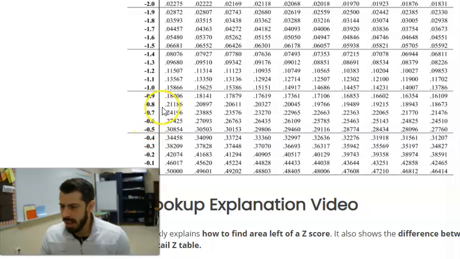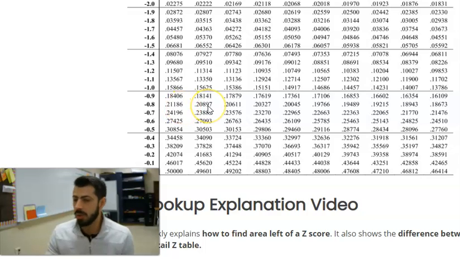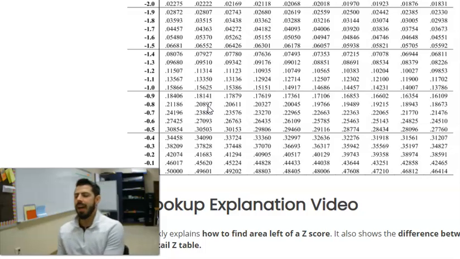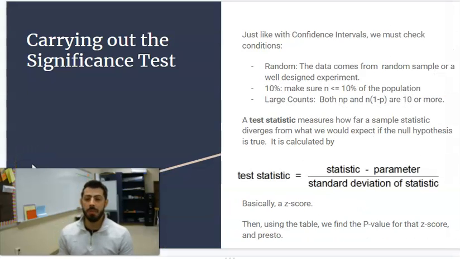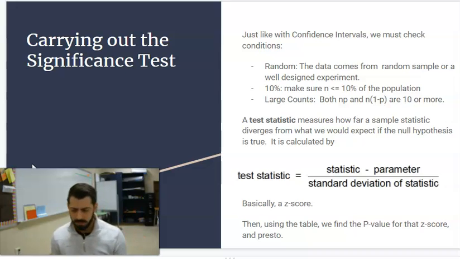So negative 0.8, 0.21186 would be our value. So the probability of him only shooting 87 out of 113, if he's telling the truth about scoring 80% of his free throws, is actually relatively high. It's just over 21%. So there's a 21% chance that this would happen, given that he's telling the truth. So for this, we would probably fail to reject the null hypothesis. We would probably just be like, okay, fine, you're telling the truth.